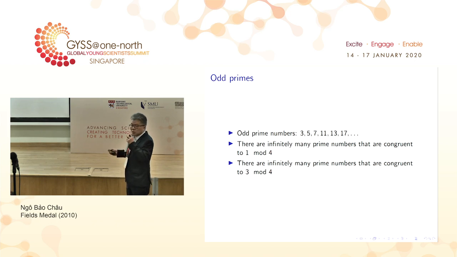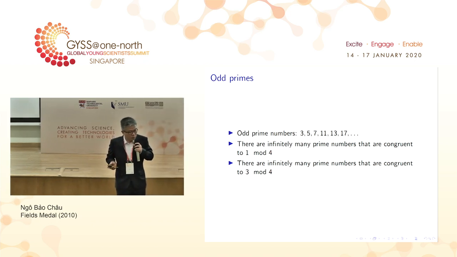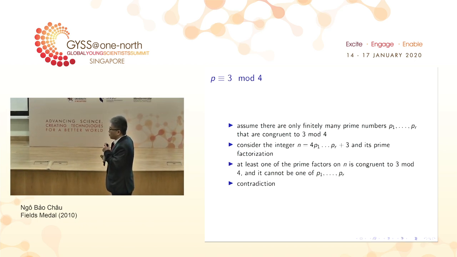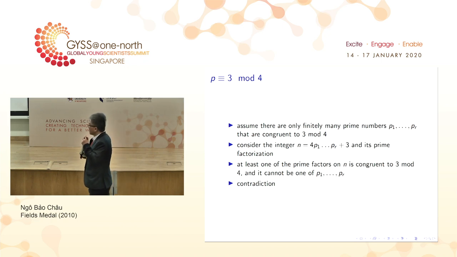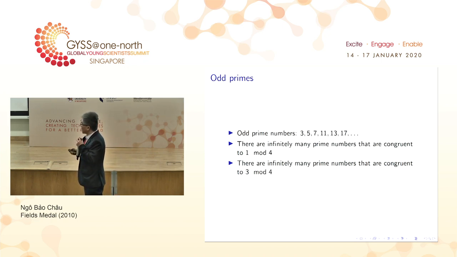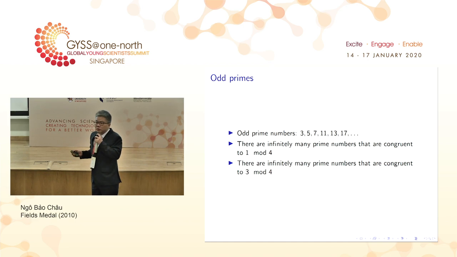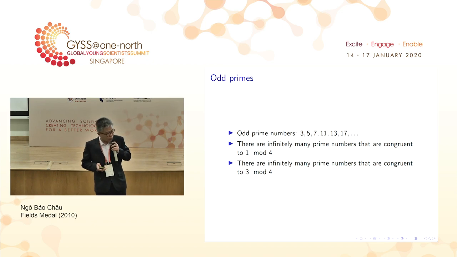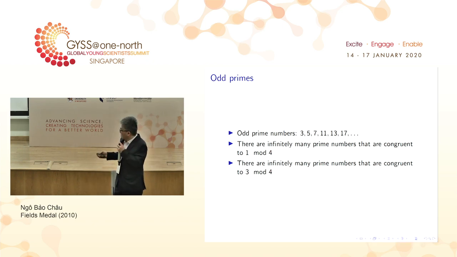So let's try to prove this. This is very elementary, I think, and can be explained in middle school or high school. Let's try to prove it by contradiction again. Actually, the second statement is easier. So there are infinitely many primes congruent to 3 mod 4. It's just a very slight variation of Euclid's proof for infinitely many prime numbers.